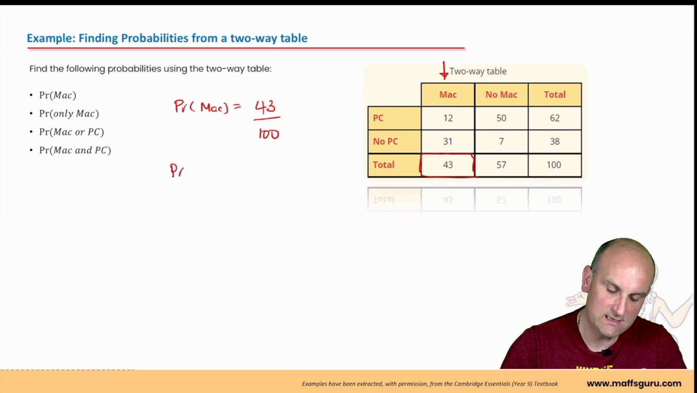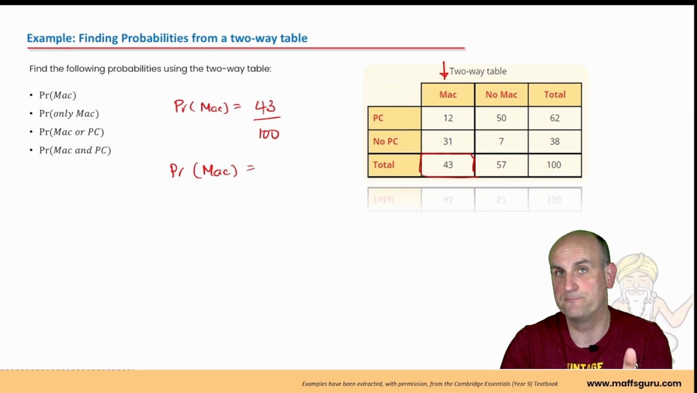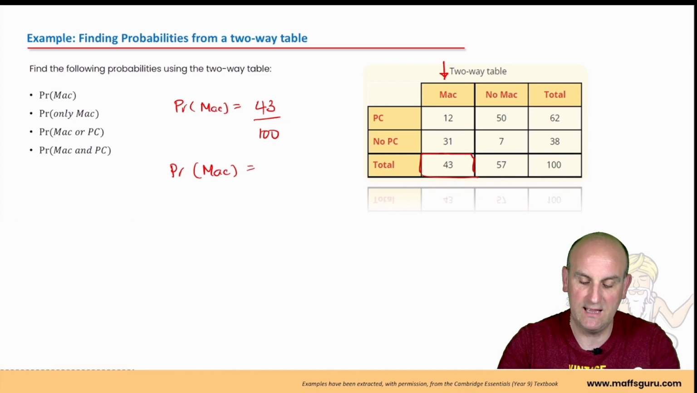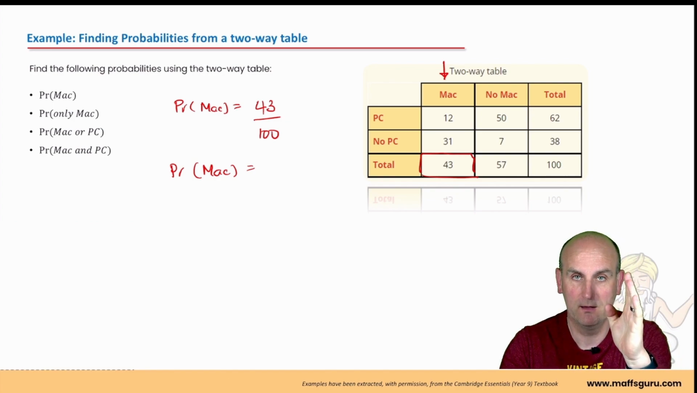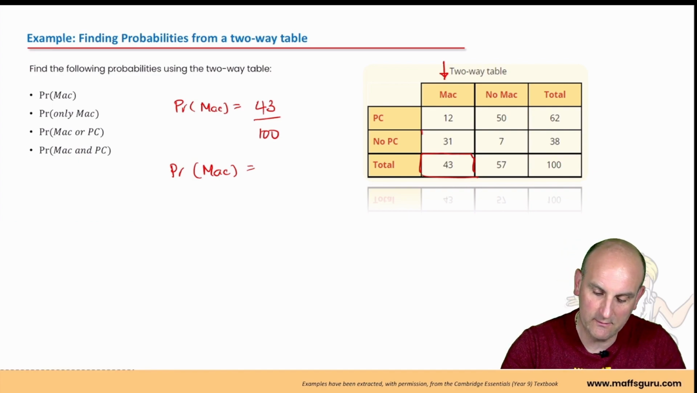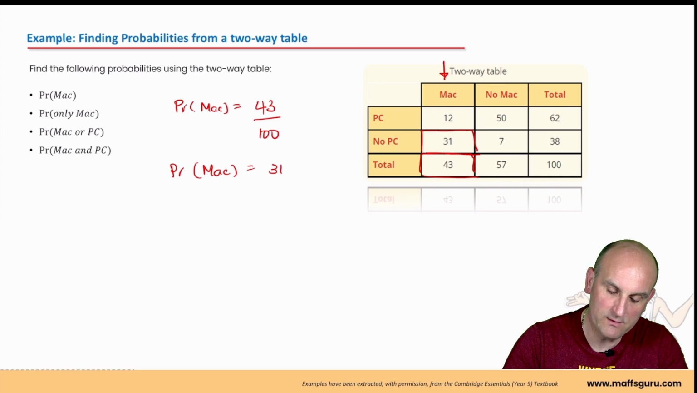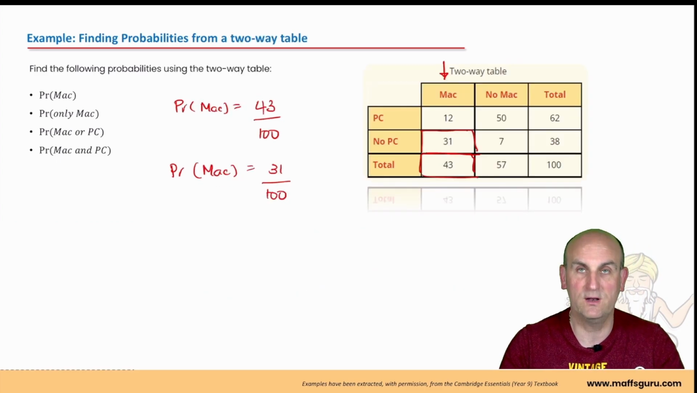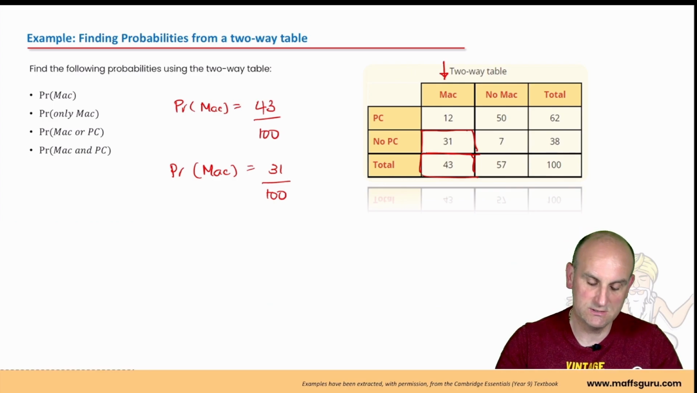The probability of someone owning only a Mac, that means they own a Mac, but they don't own a PC. Okay, so where is Mac, but no PC? Well, again, we're in the Mac column, but we want no PC. So there we go. So a Mac, but with no PC. So that would be 31 on 100. Let's just check. 31 over 100, 31 over 100. Same information, just done in a different way.